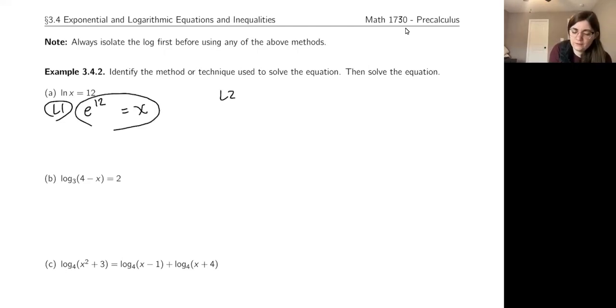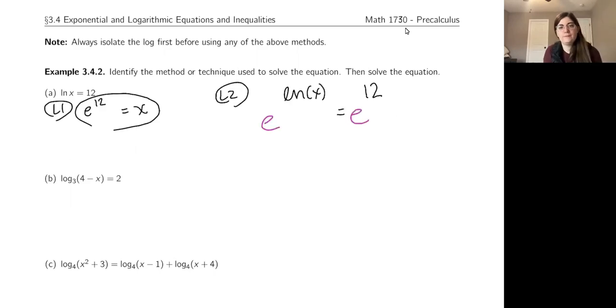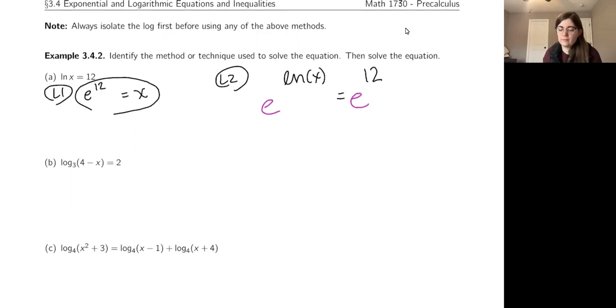Or we could have used L2, and I could take my ln of x and my 12 and put them in the exponent of e, like that. If ln of x is equal to 12, then e to the ln of x is equal to e to the 12. Then I can use my inverse property on the left-hand side and say that e to the ln of x is just x, and leave the right as e to the 12. And either way, using L1 and L2, we got to the same answer here.